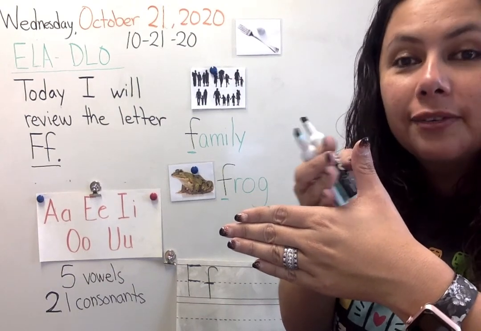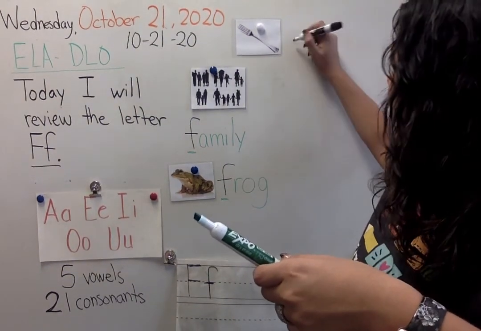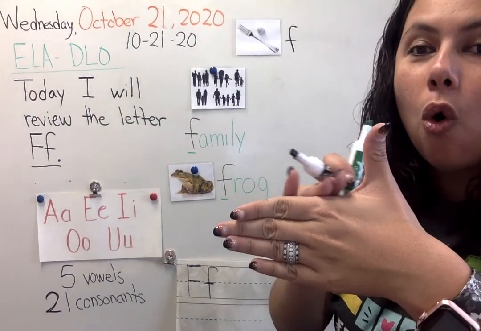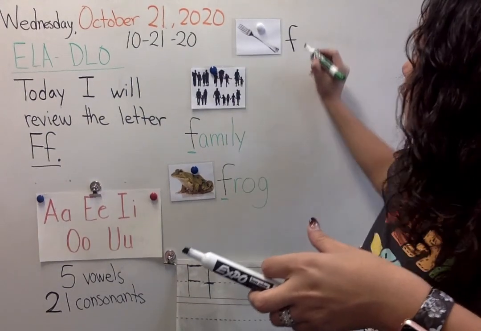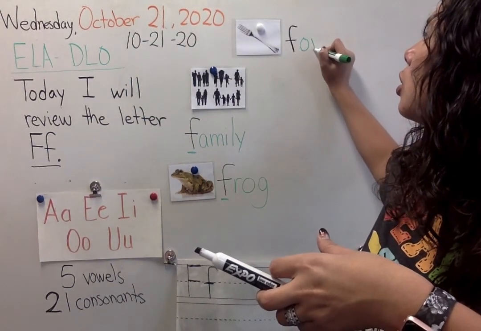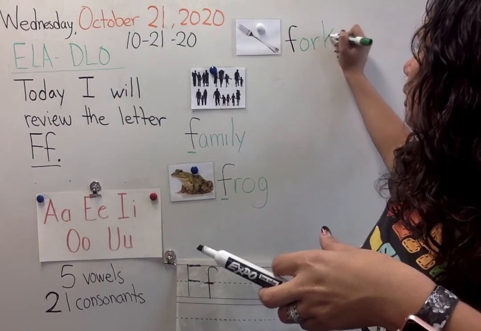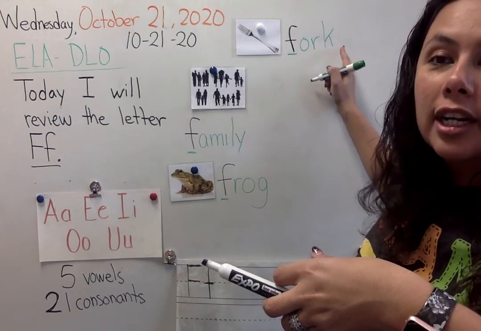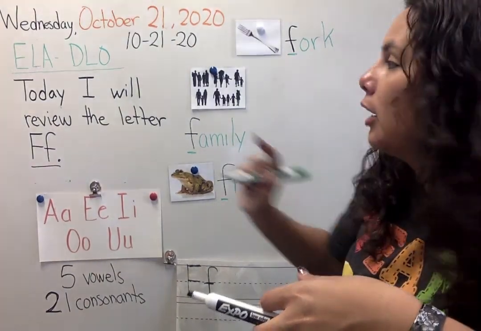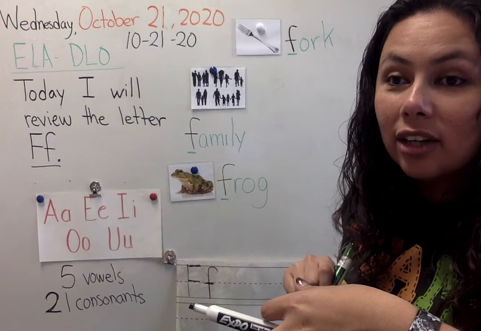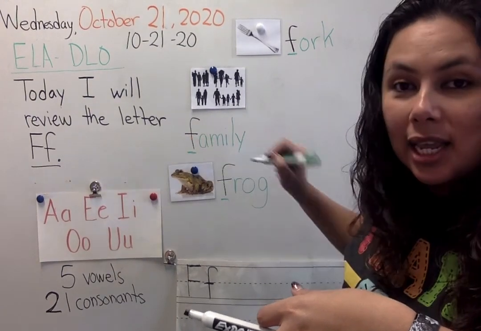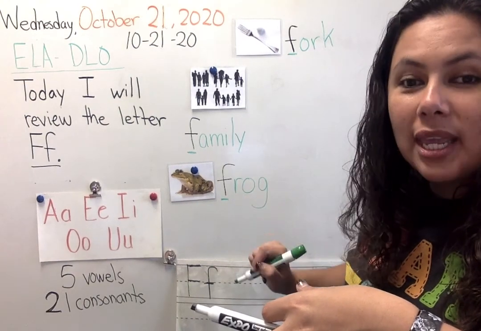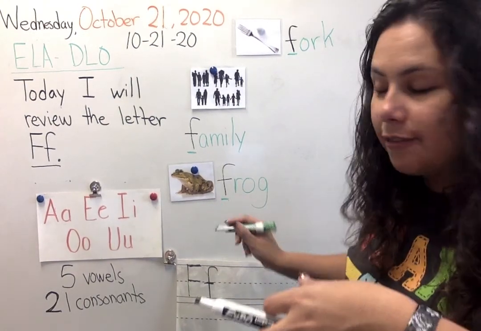Onset is the fff, so I make the fff, then ork. Ork. It has the fff, now let's blend it. Fork. Fork has the letter sound like our letter F. Family begins with the fff sound. Frog begins with the fff sound.